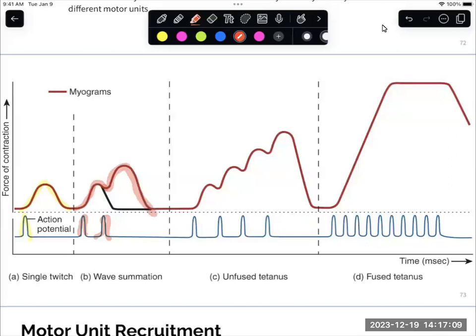Unfused tetanus means we get one contraction, it starts to relax, then we generate a stronger one, a stronger one, a stronger one. Four action potentials sequenced in the right way will generate a very strong contraction. Fused tetanus, on the other hand, is when action potentials are coming in so rapidly that the muscle generates this maximal contraction and holds that maximum contraction until the action potentials stop.